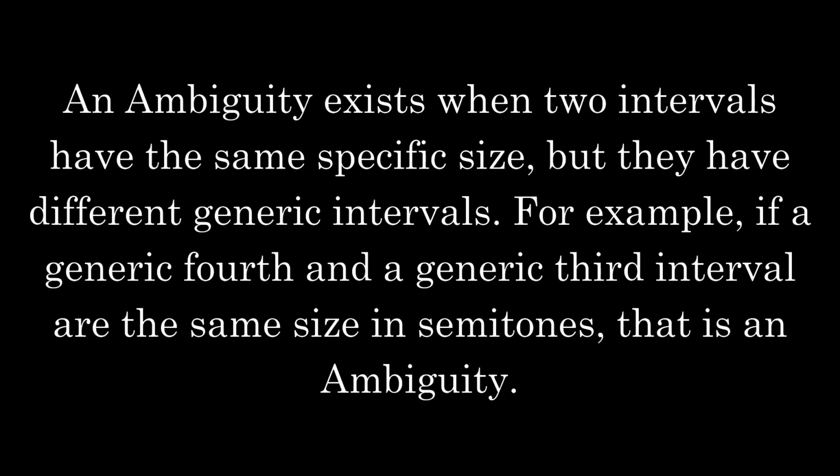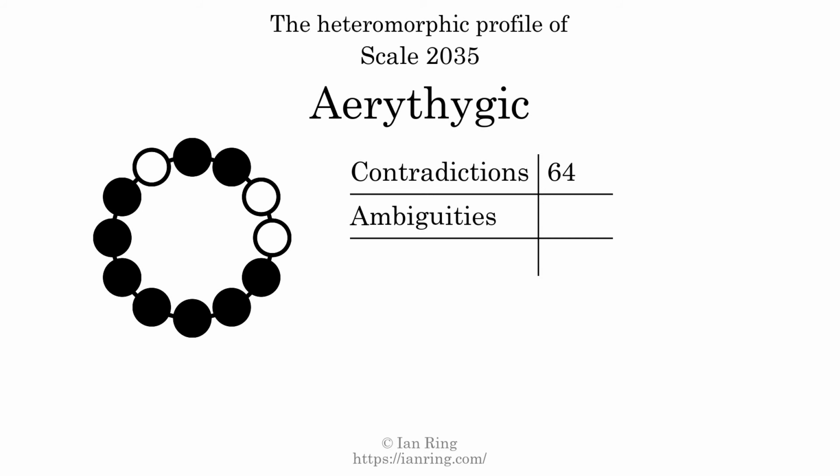An ambiguity exists when 2 intervals have the same specific size, but they have different generic intervals. For example, if a generic fourth and a generic third interval are the same size in semitones, that is an ambiguity. The number of ambiguities in this scale is 107.